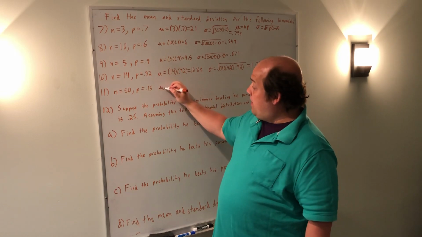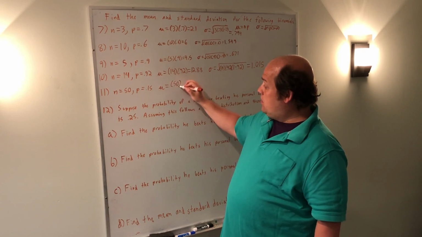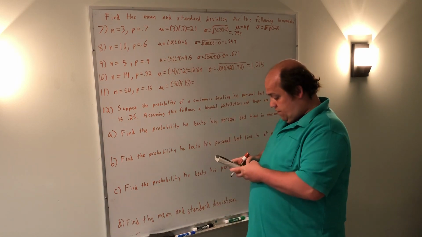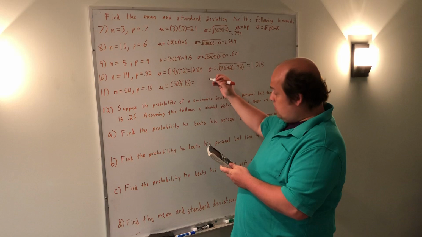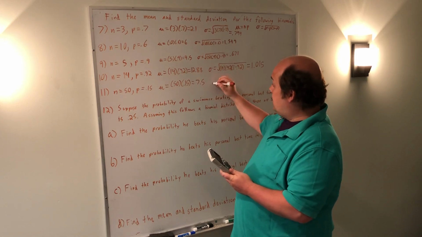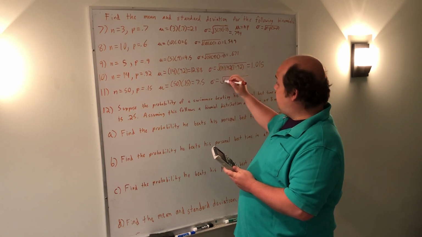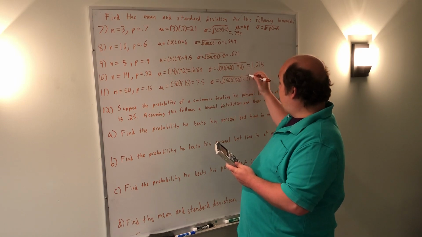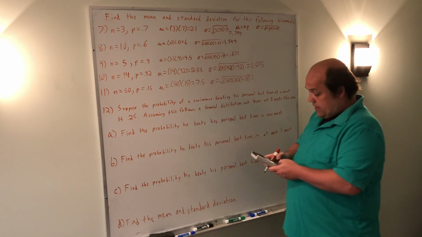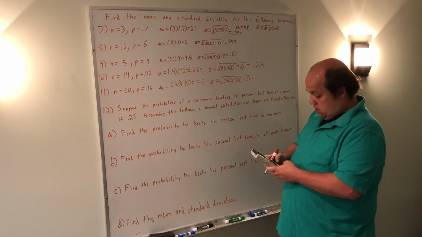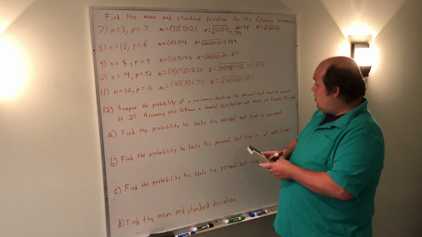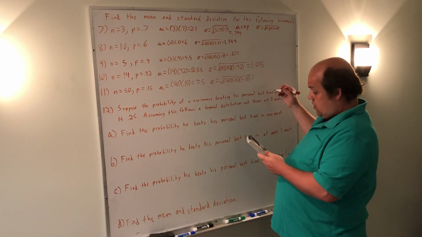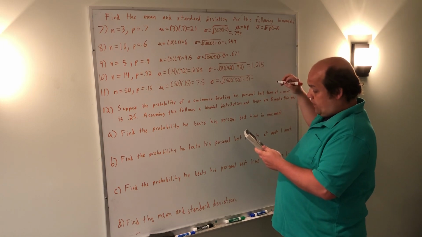Finally, the mean for number 11 is n, 50, times p, 0.15. When I do that, 50 times 0.15 should give me 7.5. The standard deviation is then found as the root of 50 times 0.15 times 1 minus 0.15. When I put that in my calculator, 50 times 0.15 times 1 minus 0.15, I get that to be 2.525.